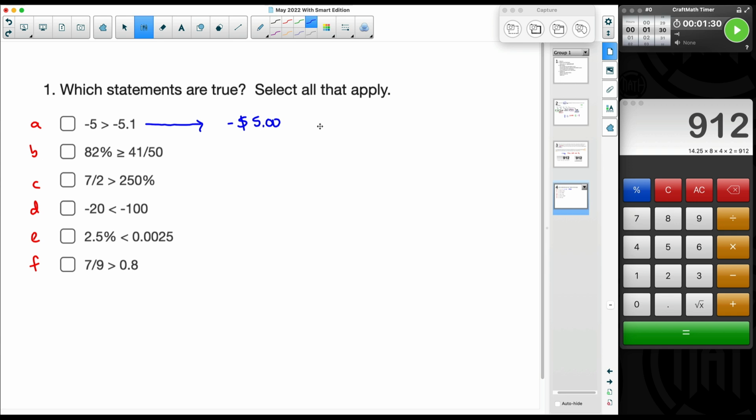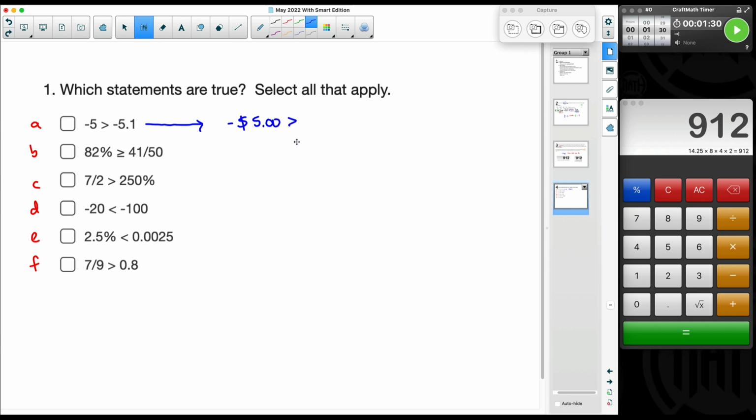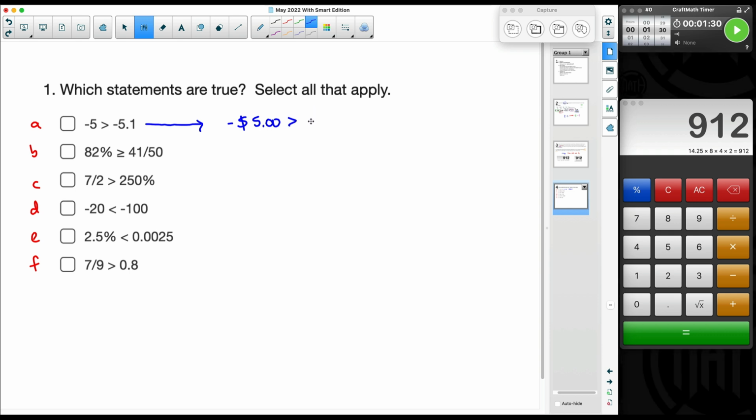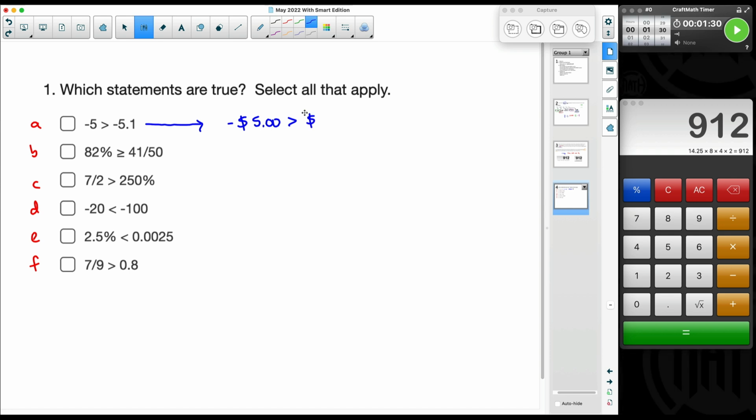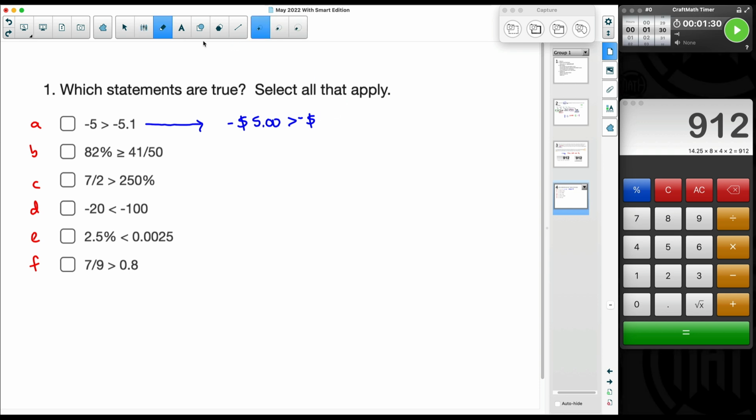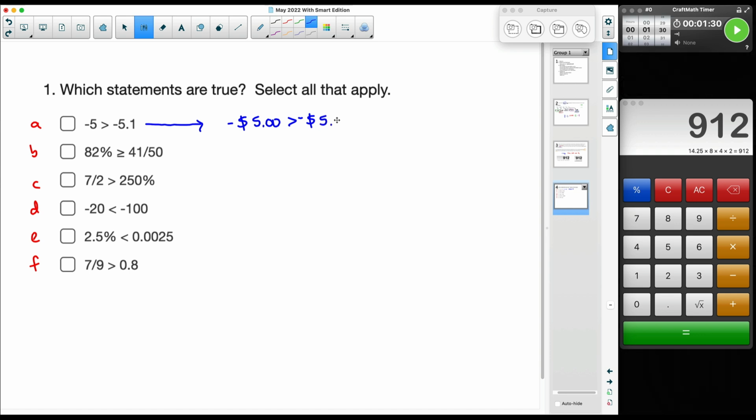And Pac-Man, this means greater than. Think about it like a Pac-Man or an alligator, and you want that mouth to be eating the bigger number for it to be true. So, is negative $5 greater than negative $5.10? And remember, I mentioned earlier about the negative numbers. The more negative a number is, the smaller it is. So yes, negative $5 is greater than, that's what that inequality means, negative $5.10. So this one is true.